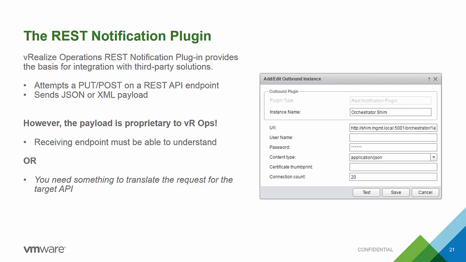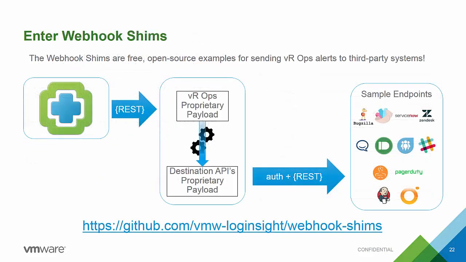So how do we translate between vROps and ServiceNow, or any of the products that you see here as an example? That's where the shim piece of webhook shims comes into play. The vROps proprietary payload is translated into the payload which is comprehensible by the third-party or destination API. You can download this from the link at the bottom of the page.